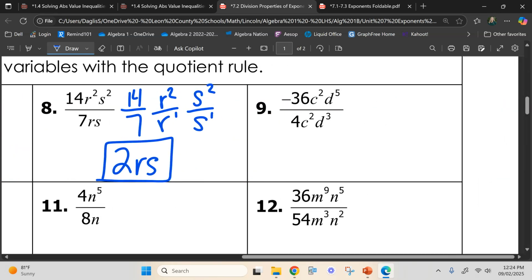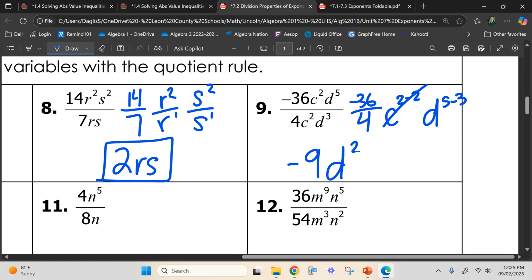Tell me what to write. Okay, so you think of it like that. And that gave us c to the 0, which equals 1. So do I have to write it down? No. d to the 5 minus d to the 2. d to the 2. There you go.